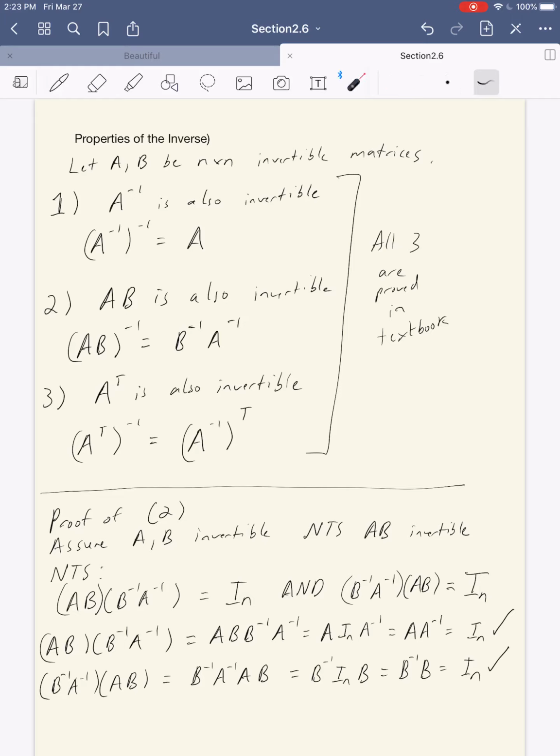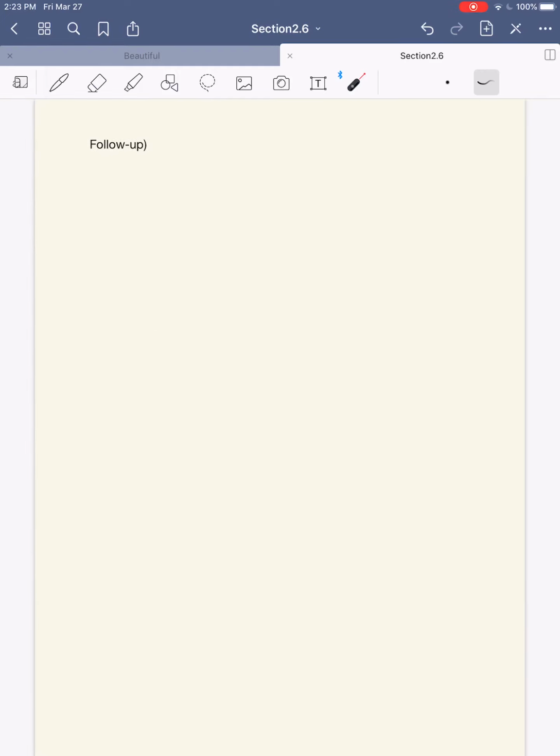So that shows us that if we take the product of two invertible matrices, then the result will also be invertible, and the inverse of that result is the opposite product of the individual inverses. Okay, so that was pretty nice and easy there. What we're going to do on the next page is actually extend property 2 to an arbitrary number of matrices rather than just having a product of two matrices. So let's do a quick follow-up to this.